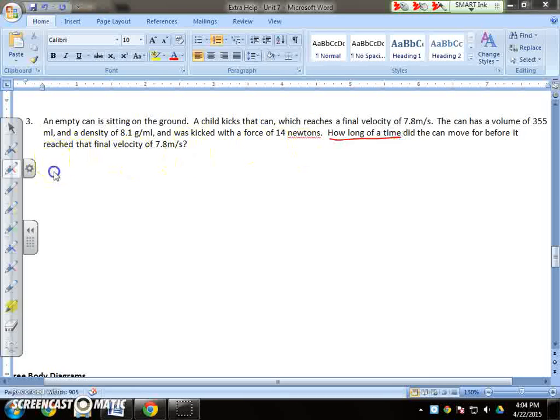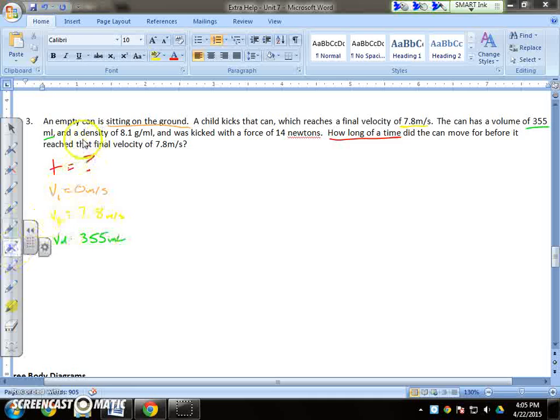So we know that we're looking for time. Time equals question mark. Other things that we were given. Empty can is sitting on the ground. Sitting on the ground is a giant clue. We know we're dealing with VI is 0 because it's motionless. Kid kicks a can, reaches the final velocity, VF, of 7.8 meters per second. Kind of useful there. So we get that. Our next one, can has a volume of 355 milliliters. So volume equals 355 milliliters.